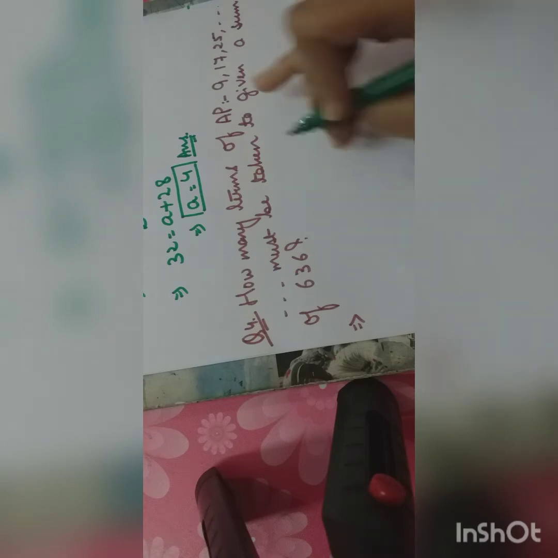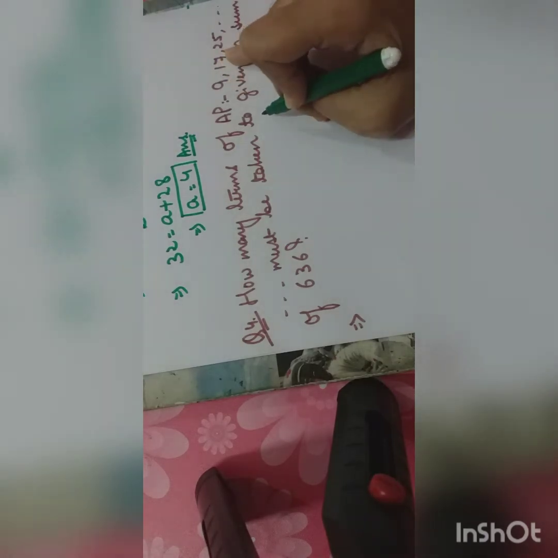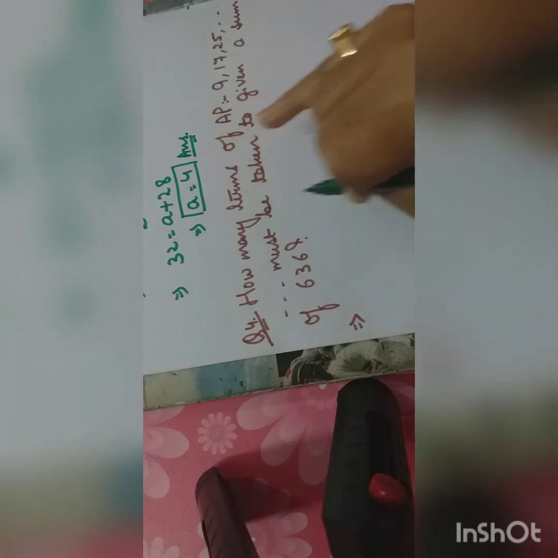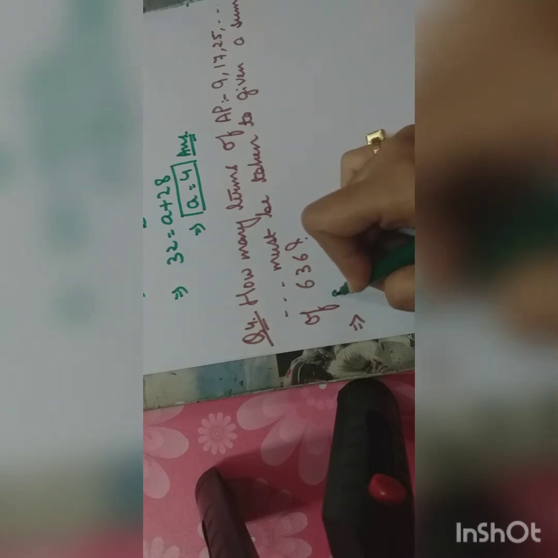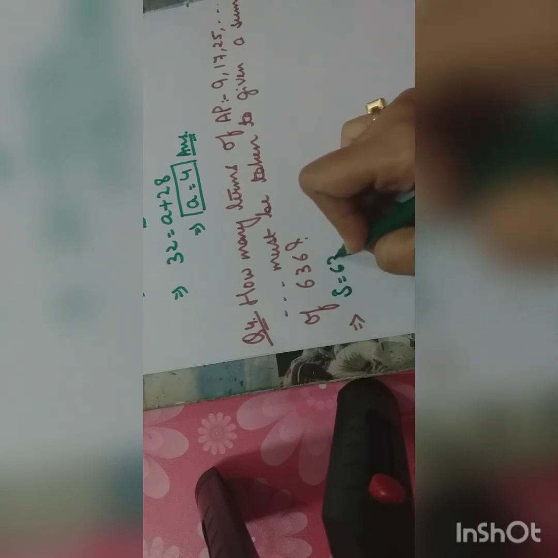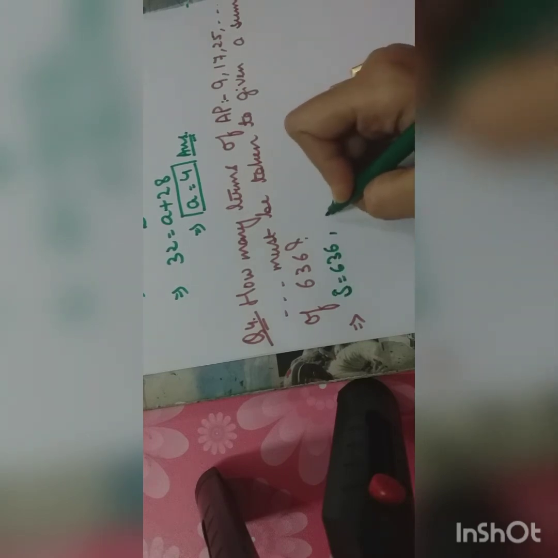Coming to question number 4 of exercise 5.3. In question number 4, the AP series is given, that is 9, 17, 25 and so on. It is asking us how many terms of this AP must be taken to give a sum of 636. That is, I have to get the sum as 636.